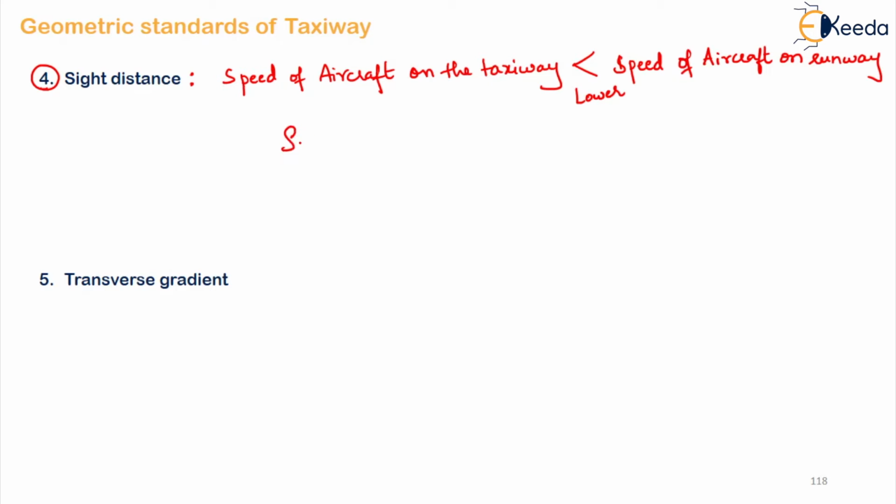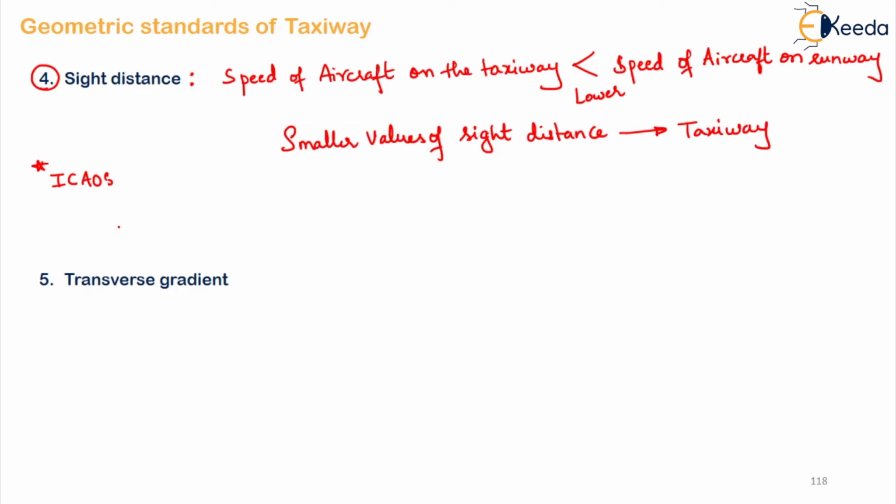So we will need smaller values of sight distance in case of your taxiway, because we are fixing the geometric standards of the taxiway. Now with respect to these standards, the recommendations given by ICAO are as follows.